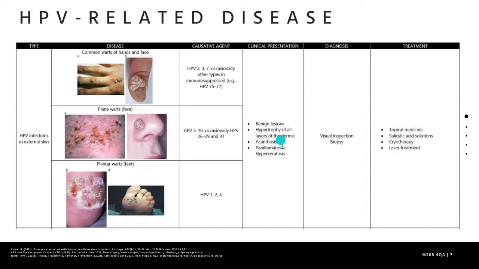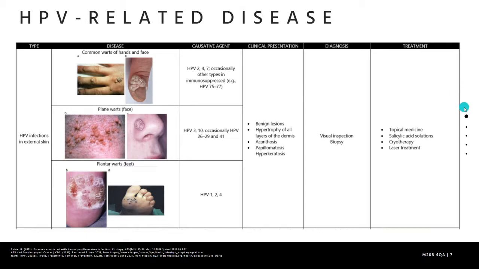And this can result in acanthosis, or thickening, papillomatosis, or folding, and then hyperkeratosis, or increase in the horny layer. This can be diagnosed via visual inspection, and sometimes a biopsy may be taken to test for HPV.